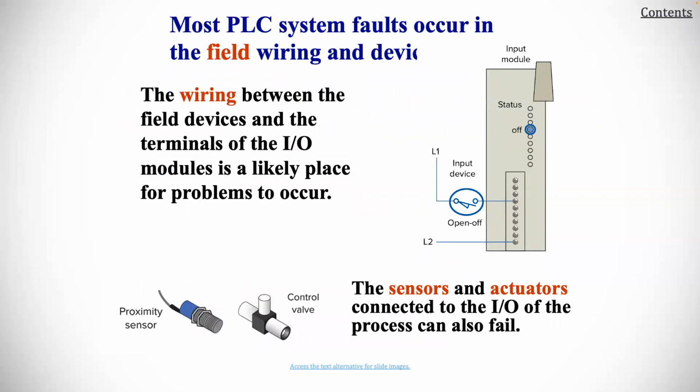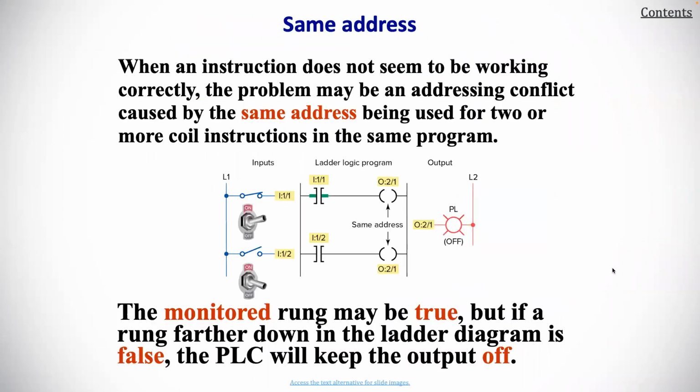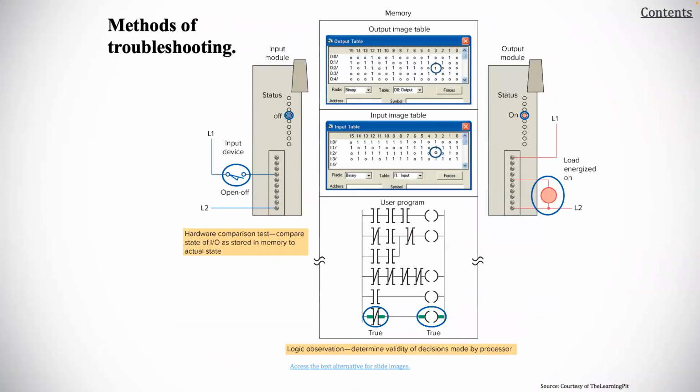In most PLC systems, faults occur in the field wiring and devices, and that would be something that you definitely want to be mindful of. The wire between the field devices and the terminals of the I/O modules is a likely place for problems to occur. You can have situations where you're using the same address, and so that's something you want to be double checking to make sure that that doesn't happen, or fix it if it has happened.